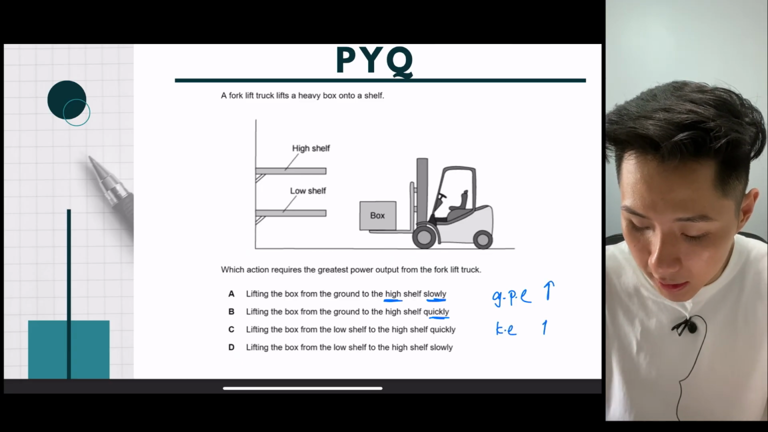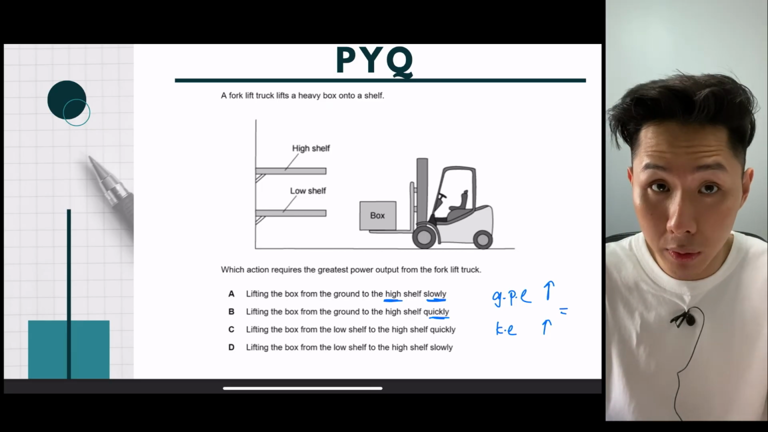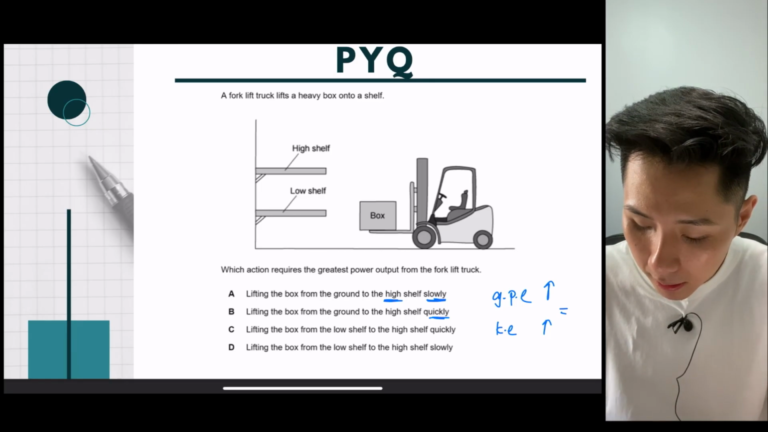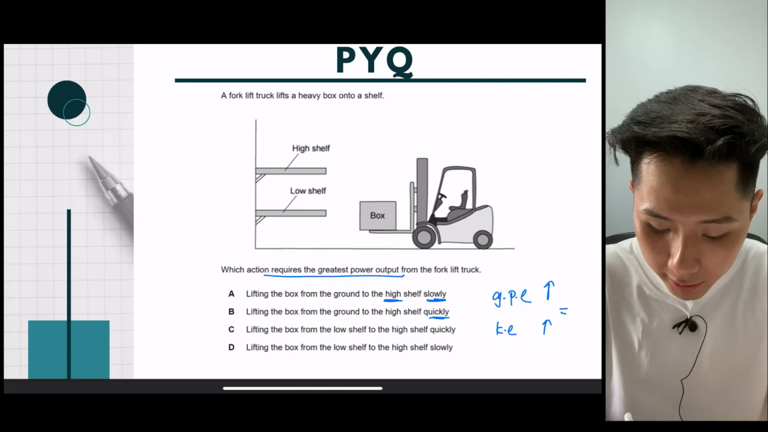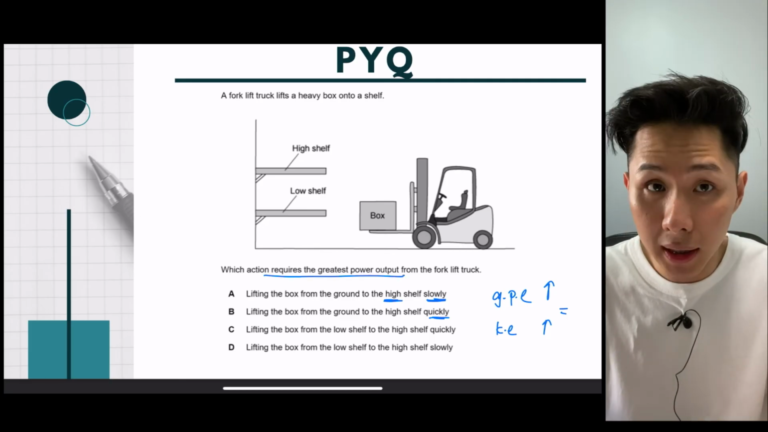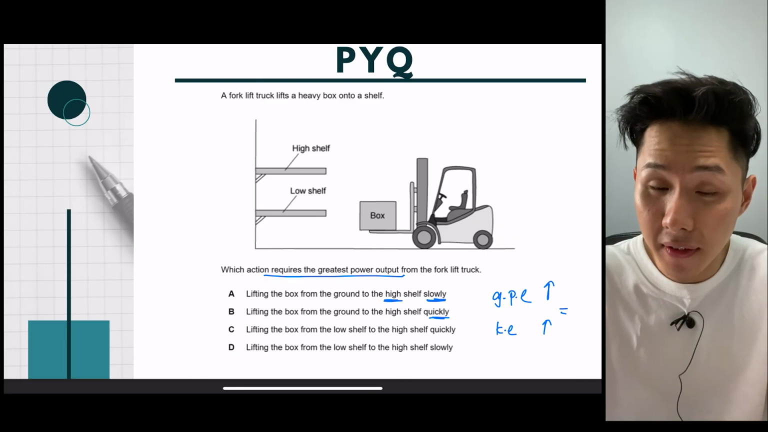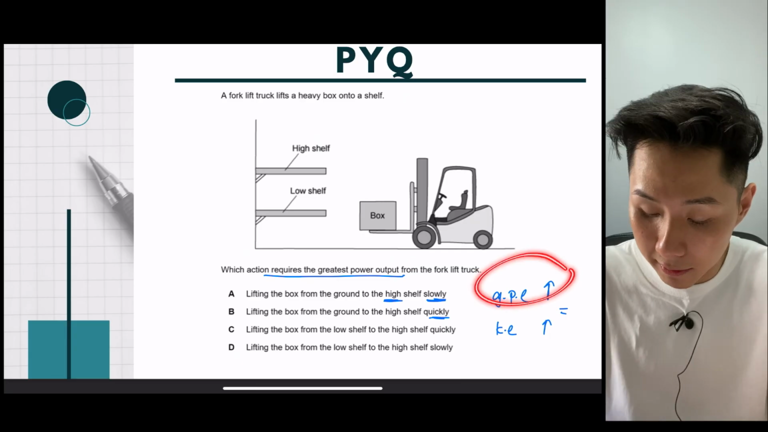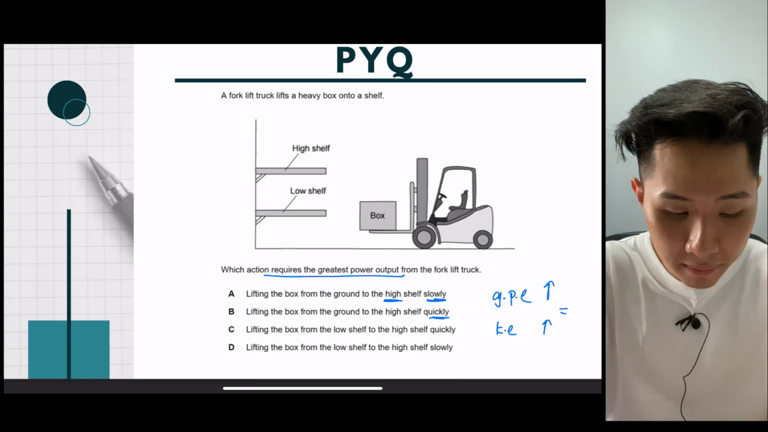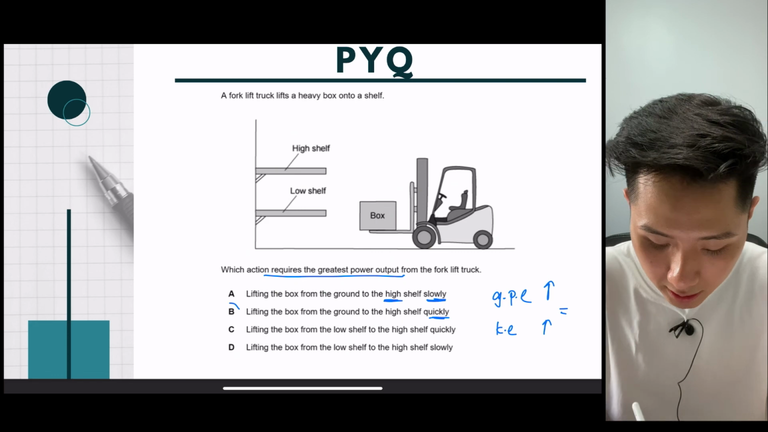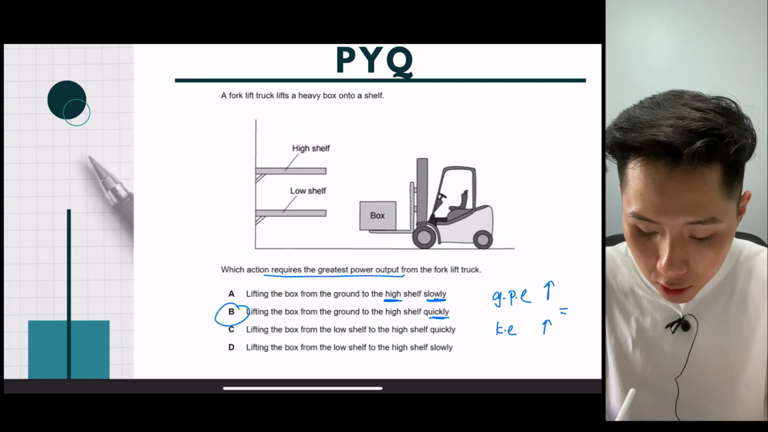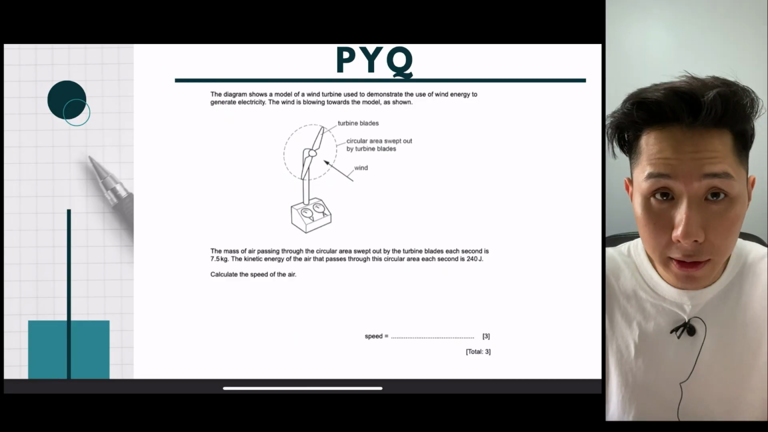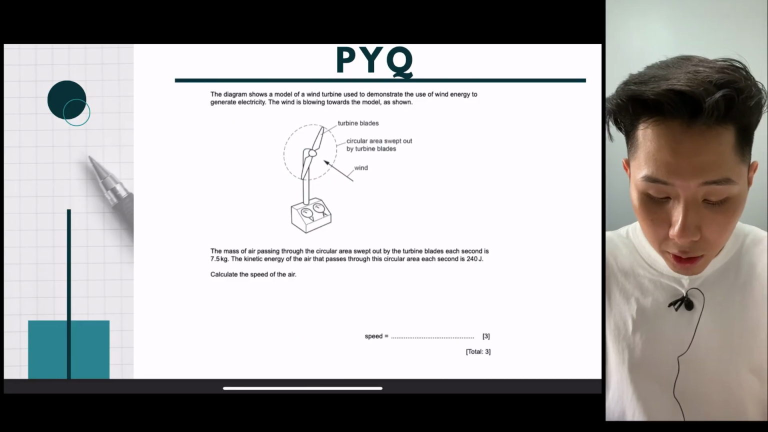The higher the G.P.E and the kinetic energy, the more power you will need to put it up. So in order to require the greatest power output, we need it to be at the high position and at a very fast speed, because the height and also the speed are the two factors that affect G.P.E and kinetic energy. So my answer should be lifting the box from the ground to the high shelf very, very quickly. The answer is B.